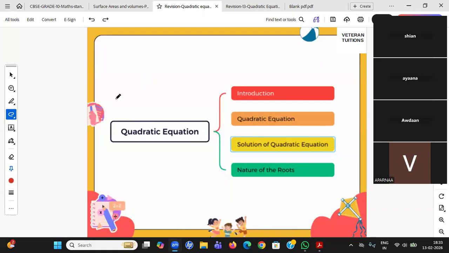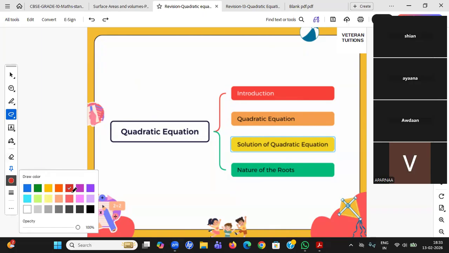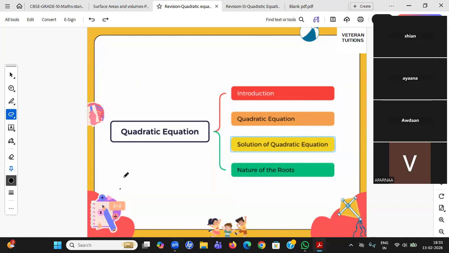So we are moving to the next chapter, quadratic equations, students. Before the sample paper or PYQ, I'll just revise the entire chapter. Give me 40 to 45 minutes, and I'll revise the entire chapter in front of you. Then we'll start PYQs or the sample paper, okay?